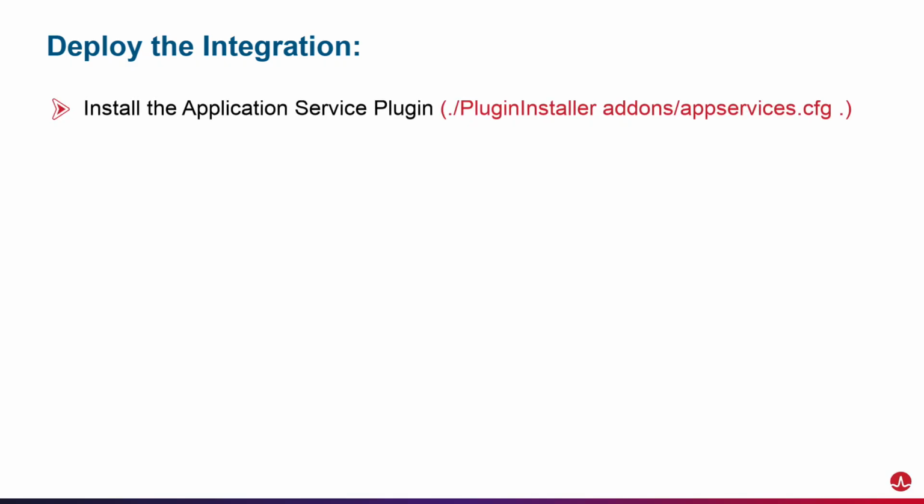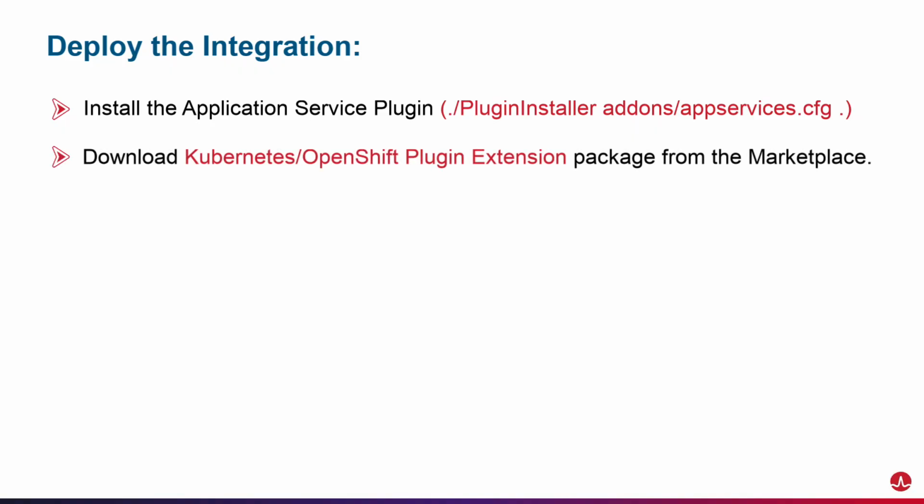First, ensure the Application Services plugin is installed as a prerequisite. The Application Services plugin and POJO extension have the CFG extension. In older agent versions, you might encounter a PAK file instead. Next, download the plugin extension package from the marketplace. This package contains all the necessary elements. Unzip the package and extract the content into a temporary folder.